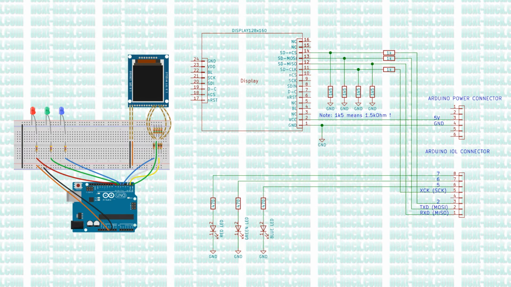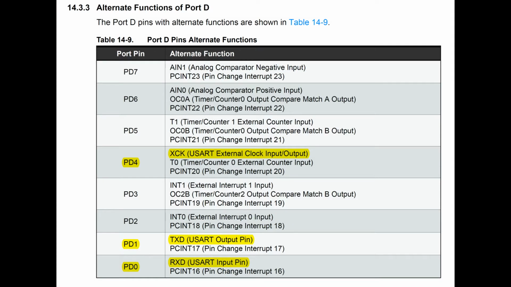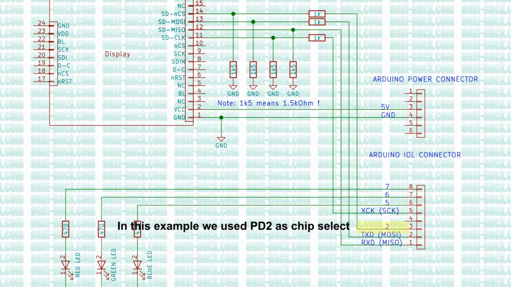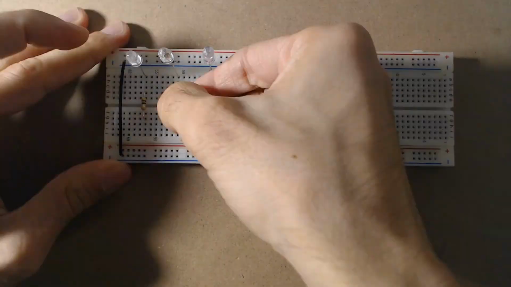The USART in SPI mode is very similar to the SPI. Instead of MISO and MOSI, we use RxD and TXD. The SPI serial clock is replaced by the USART clock, which is PD4 or IO4 on the Arduino Uno. Of course, we can use any I/O pin as chip select. Let's build our test circuit.